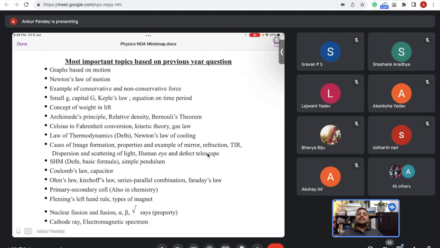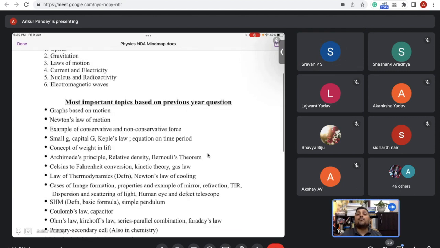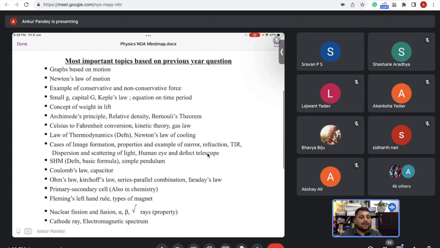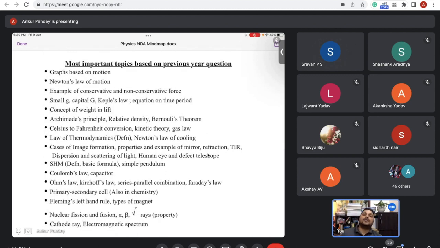In the second last point: nuclear fission and fusion, alpha, beta and gamma. It is gamma rays. Yes, dear Shawan, the last chapter was? The last chapter was electromagnetic waves, 12th grade. Chapter number? Any guesses? No, sir. We have just started getting started.